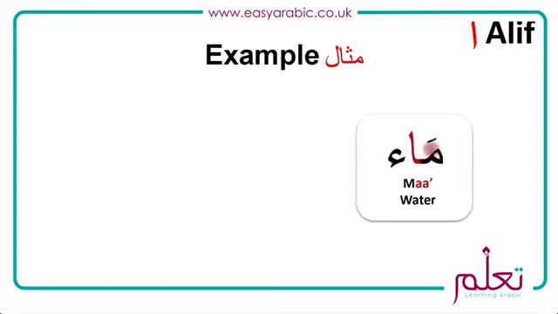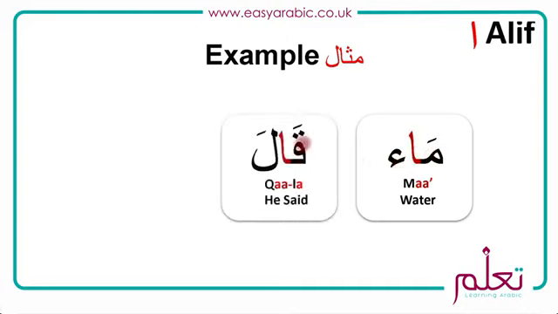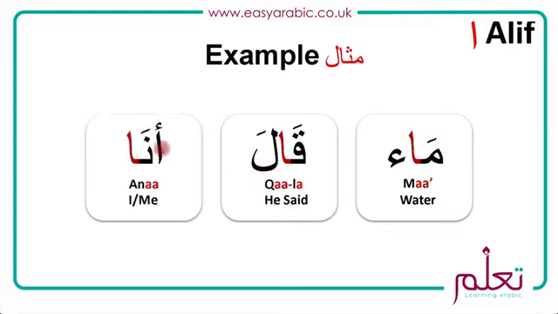Let's look at some examples. The first one is meem with the fatha and then the alif. Meem with the fatha makes ma, and with the alif it is maa. Next, qaf with the fatha is qa, and with the alif it is qaa, and then the lam with the fatha: qala, he said. Next is alif with the hamza on top, which is like a fatha, so an a. Then noon with the fatha and the alif is ana, which means I or me.